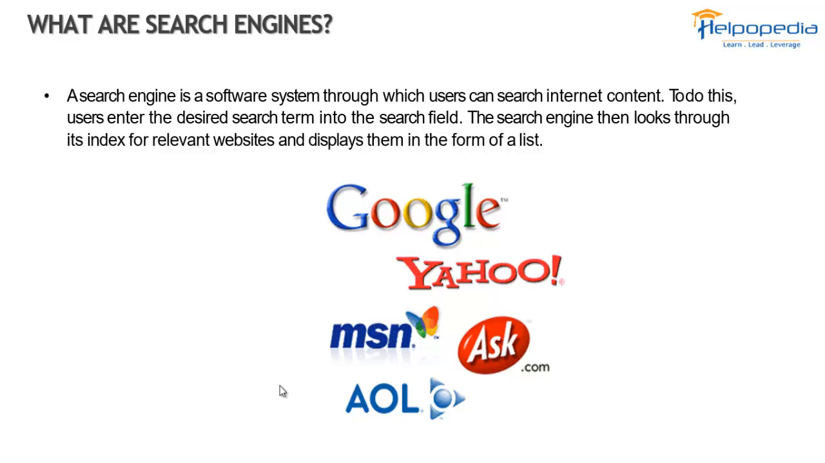Okay. So search engines are software systems which people use to search the internet. When people search for keywords or whatever they are searching, they get some results out of it. So basically search engines are answer engines, wherein you get all the answers to all the questions that you are searching on any search engine. So that is a search engine.